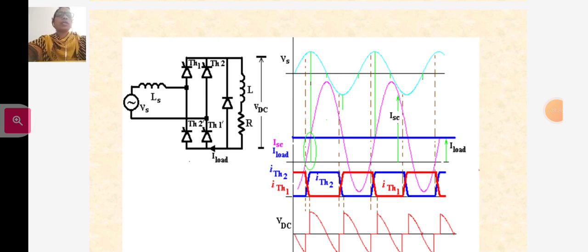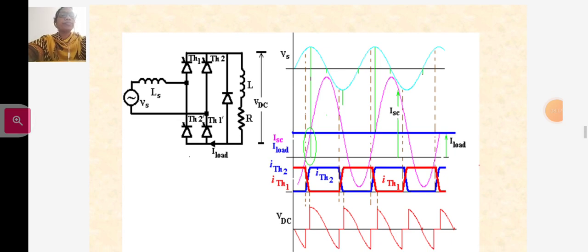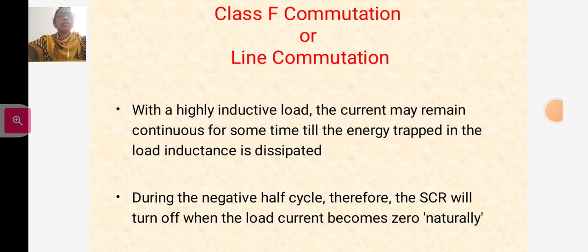It has 4 thyristors and 1 freewheeling diode. In this class F commutation, with a highly inductive load, the current may remain continuous for some time till the energy trapped in the load inductance is dissipated. During the negative half cycle, therefore, the SCR will turn off when the load current becomes zero naturally.